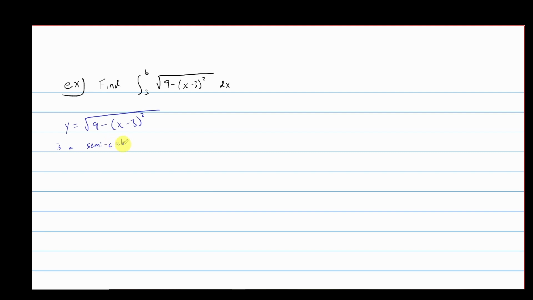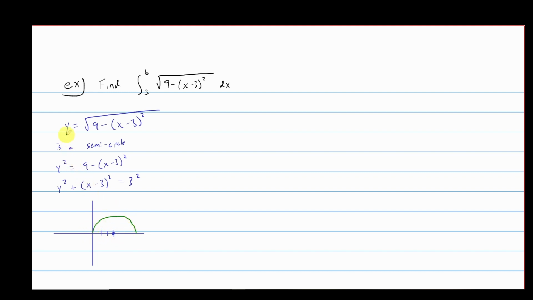is a semicircle. Maybe a way to see that is if I squared both sides, and then I added that x minus 3 term to the other side, I'd have y squared plus x minus 3 squared equals 3 squared, and that's like the equation of a circle. Okay, replacing the x with an x minus 3 shifts the circle to the right 3. And since it's equal to 3 squared, I'm going to have a radius of 3. So this is going to be a circle of radius 3, centered at 3, 0.